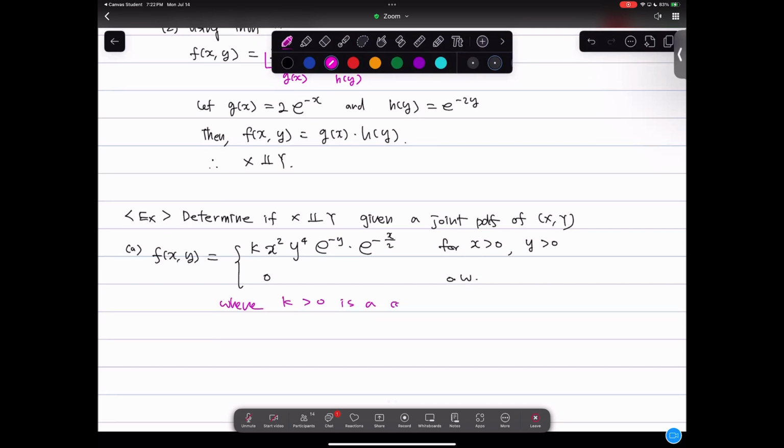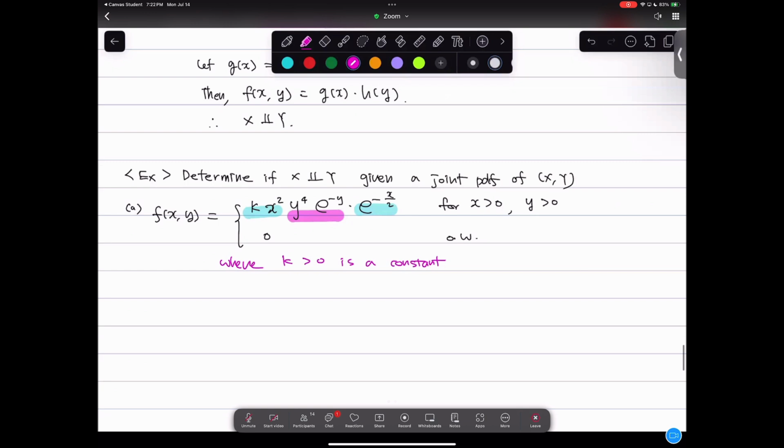So whatever makes it a joint PDF, doesn't matter what that is. Can I write this as a function of x alone and a function of y alone? It looks like I can do it. I can see the part with x alone, so I can have my k somewhere, doesn't matter. I can use these for x alone, and these for y alone.